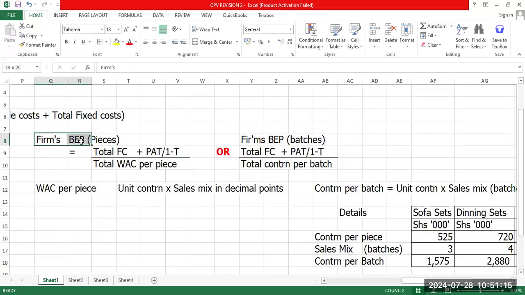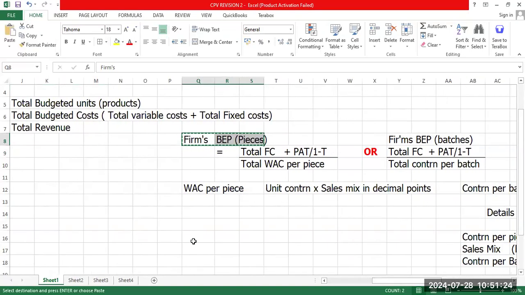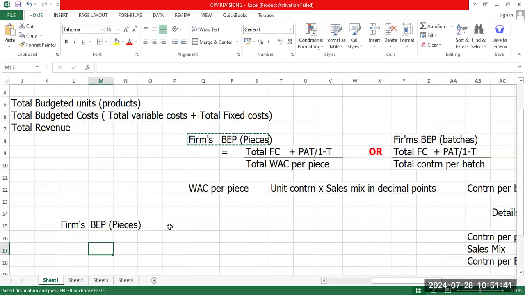now is to get the farm's break-even point basing on our formula. The next step is to get the farm's break-even point in units. This is like your next page. I hope you are doing this on your next page. We need to get the farm's break-even point in pieces by just following our formula. This is our formula, we substitute.